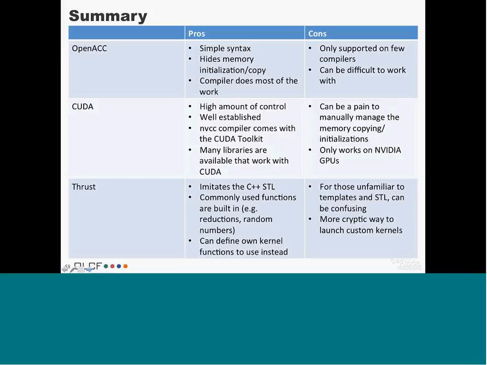So you have Thrust. Thrust imitates the C++ standard template library, and it provides pre-accelerated commonly used functions like reductions, number generation, sort, etc. And you can define your own kernel functions if you want to. For those who are unfamiliar with templates and the standard template library, this can be kind of confusing. That's one of the downsides. And it's kind of got a cryptic way to compare to CUDA, where you explicitly launch your kernel.